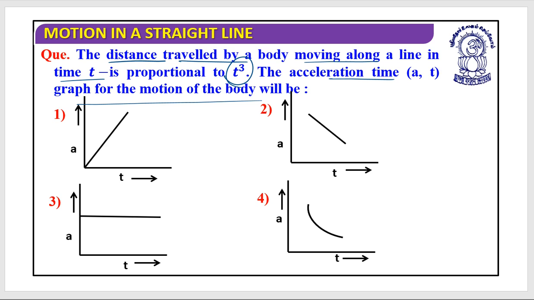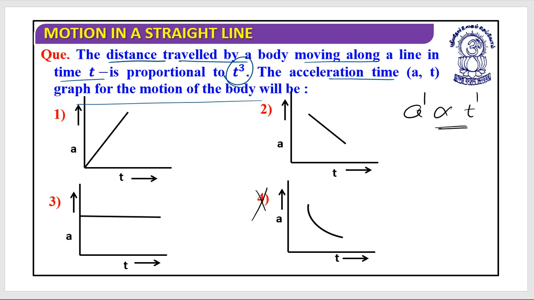Now let's go back to the question. My relation would look like this. Acceleration versus time would look like this. Now tell me which could be the situation. As I can see, acceleration and time both have a power of 1. As both have the same power, it must be a straight line. This could not be the option.